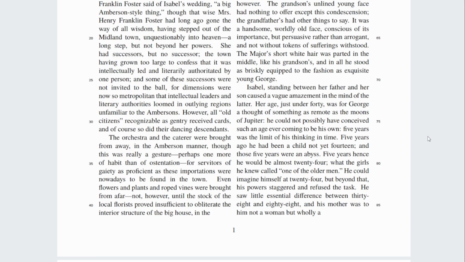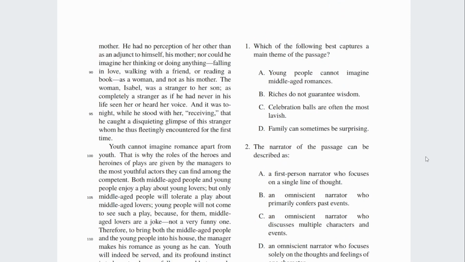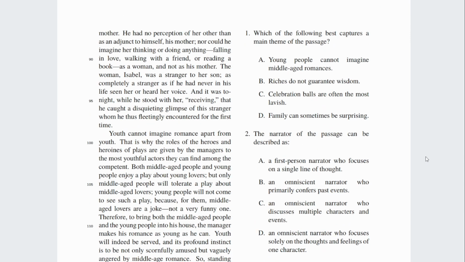He saw little essential difference between 38 and 88, and his mother was to him not a woman, but wholly a mother. He had no perception of her other than as an adjunct to himself, his mother. Nor could he imagine her thinking or doing anything, falling in love, walking with a friend, or reading a book, as a woman, and not as his mother. The woman, Isabel, was a stranger to her son, as completely a stranger as if he had never in his life seen her or heard her voice. And it was tonight, while he stood with her, receiving, that he caught a disquieting glimpse of this stranger whom he thus fleetingly encountered for the first time.